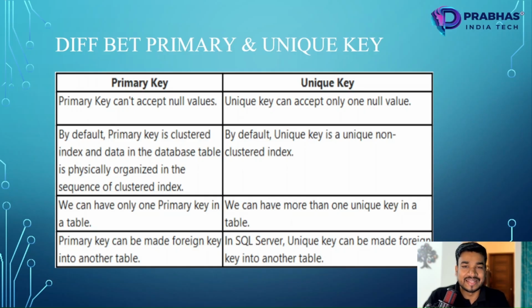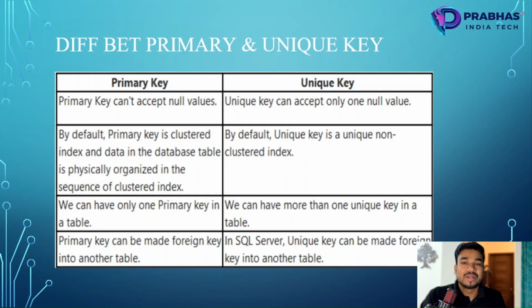So we will see that as well. And the next difference is that when we create a primary key, by default it will create a clustered index, and our data will be stored physically because of that clustered index. We will see in the upcoming videos what a clustered and non-clustered index is.